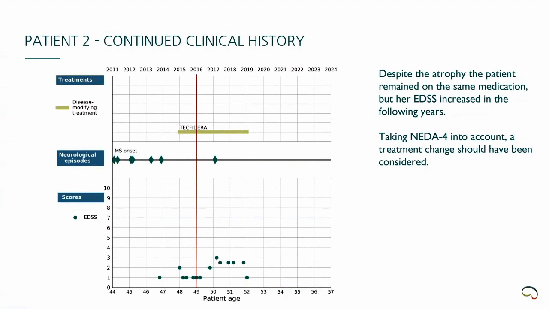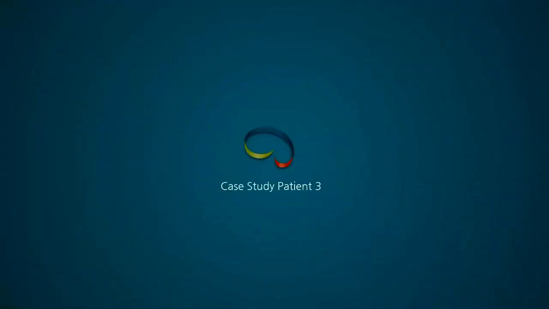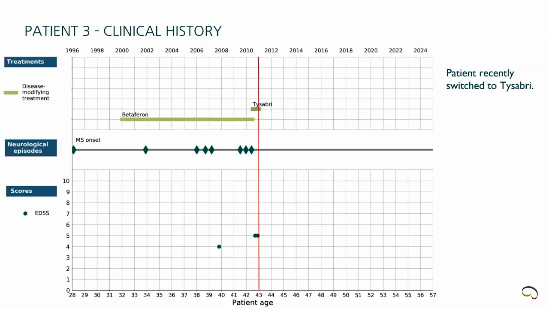And then we move to the third patient case. And this is a patient who was, at the time of the MRI, 43 years of age. And at that point in time, he had recently switched to Tysabri because he had continued to have relapses on interferon, and also already had a relatively high EDSS of 5.